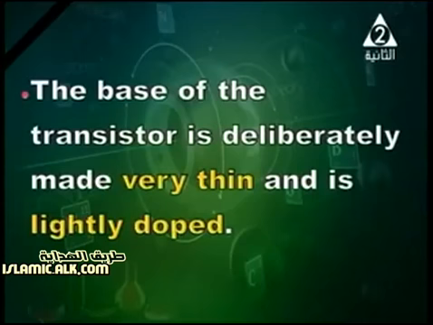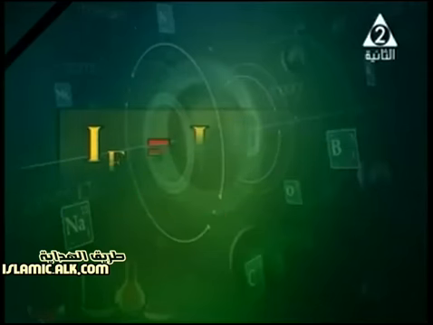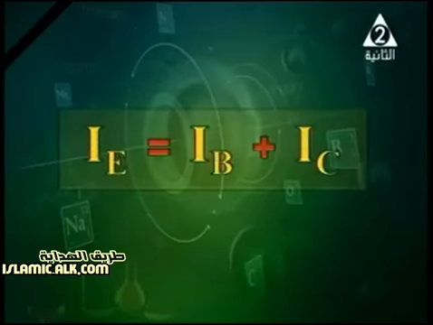The base of the transistor is deliberately made very thin and is lightly doped. Let me say it again: the base is very thin and lightly doped. The rule here: emitter current equals base current plus collector current. You'll note that emitter current is equal to base current plus the collector current.